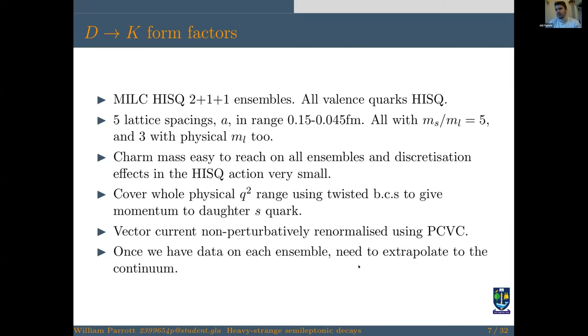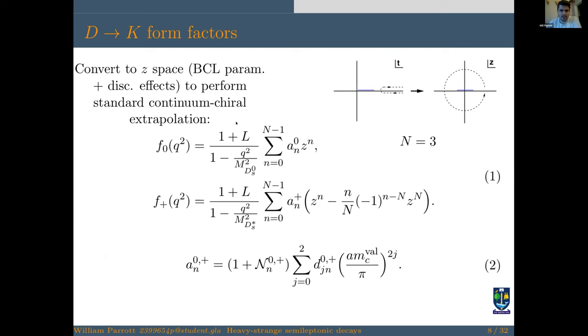So once we've done that, we've got our data on each of the ensembles, and we need to work our way from the non-zero lattice spacings to the physical point, i.e. zero lattice spacing and physical masses. To do this, we use a z expansion, which is pretty standard. We're using the BCL parameterization with additional discretization effects. z, if you don't know, is just a mapping of q squared to the unit circle in the complex plane. And once we've done that, we can write our form factors as polynomials in z.